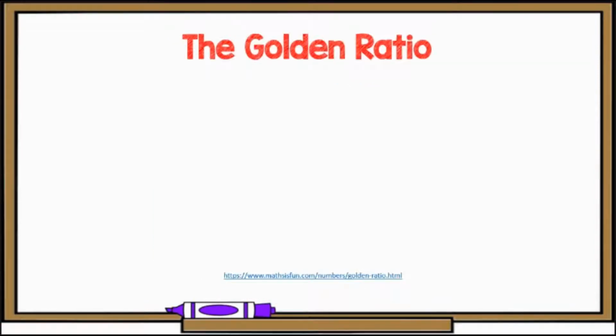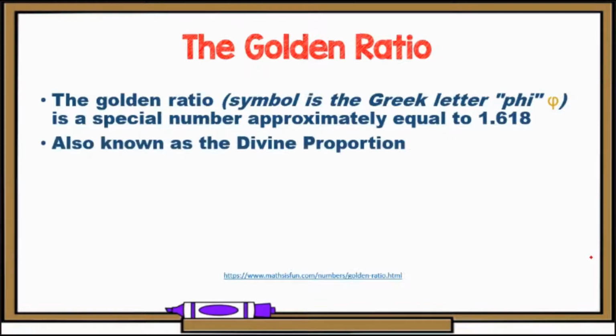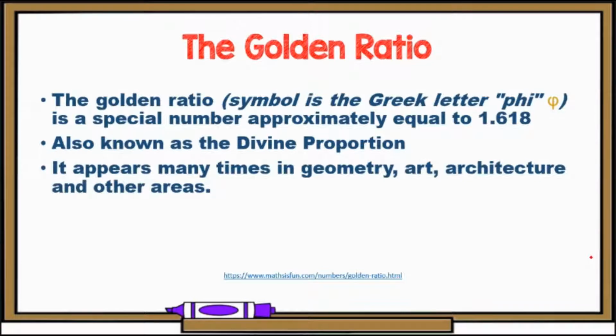Now let's talk about the golden ratio. The golden ratio, represented by the letter phi, is a special number approximately equal to 1.618. It is also known as the divine proportion. It appears many times in geometry, art, architecture, and other areas such as medicine, dentistry, and music.